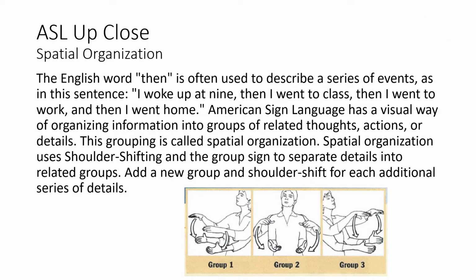ASL up close. Spatial organization. The English word then is often used to describe a series of events, as in this sentence: I woke up at 9, then I went to class, then I went to work, and then I went home. American Sign Language has a visual way of organizing information into groups of related thoughts, actions, or details. This grouping is called spatial organization. Spatial organization uses shoulder shifting and the group sign to separate details into related groups. Add a new group and shoulder shift for each additional series of details. The picture at the bottom of the slide shows this description in illustration.